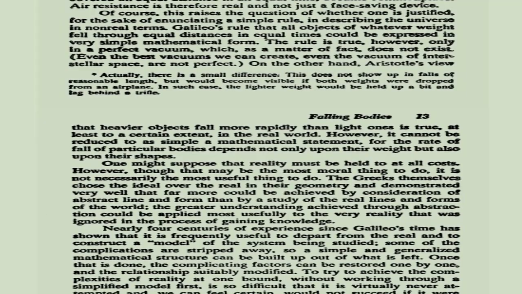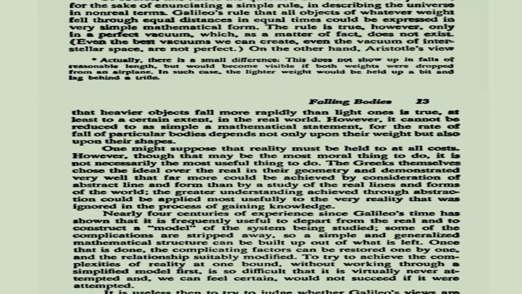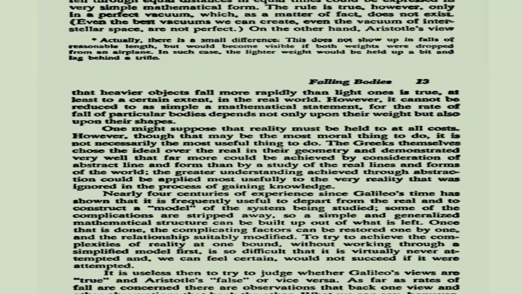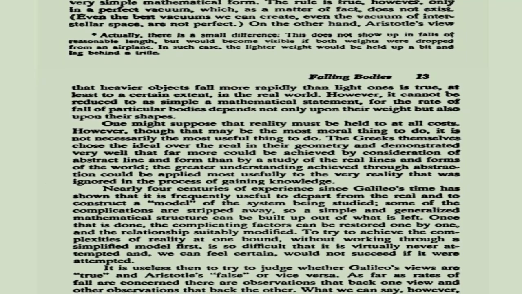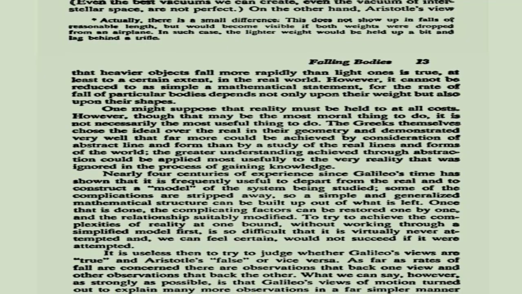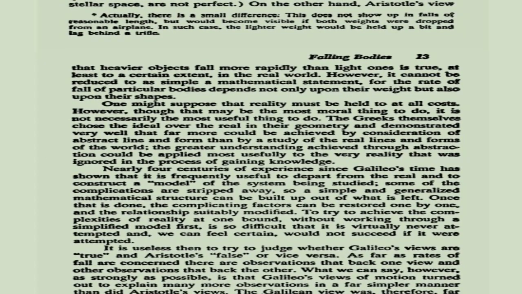Nearly 4 centuries of experience since Galileo's time has shown that it is frequently useful to depart from the real and to construct a model of the system being studied. Some of the complications are stripped away, so a simple and generalized mathematical structure can be built up out of what is left. Once that is done, the complicating factors can be restored one by one, and the relationship subtly modified. To try to achieve the complexities of reality at one bound without working through a simplified model first is so difficult that it is virtually never attempted, and we can feel certain would not succeed if it were attempted.